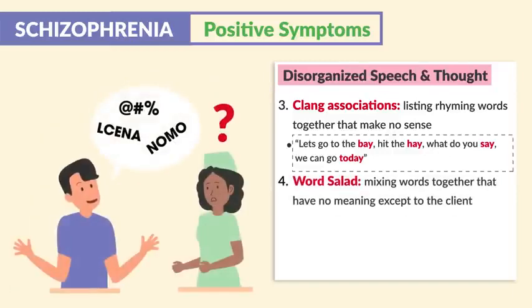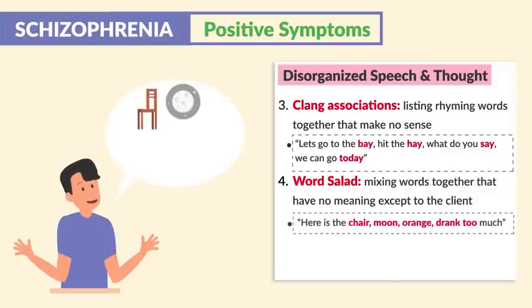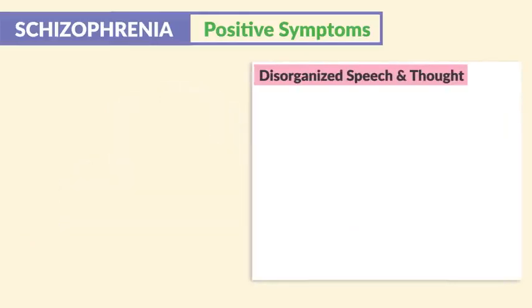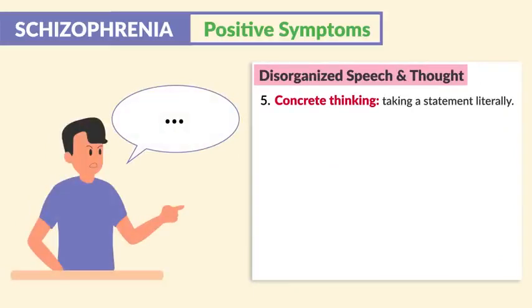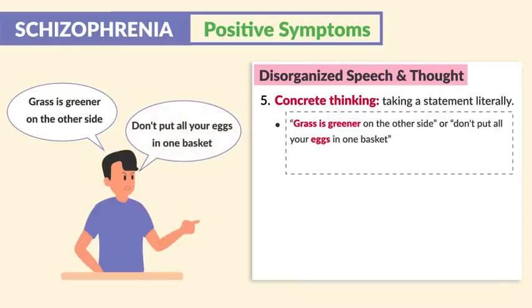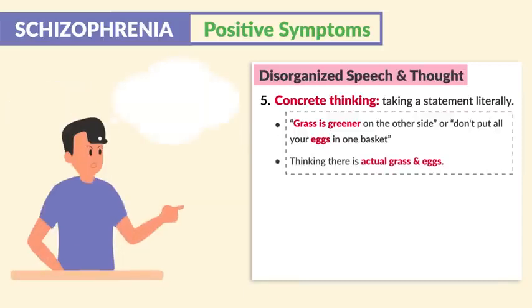And number 4 is the word salad, mixing words together that have no meaning except to the client. "Here is the chair, moon orange, drank too much." You see, all the words are mixed together, kind of like a salad. So hence the name word salad. Now, number 5 is concrete thinking, taking a statement literally. So for example, the grass is greener on the other side. Or you might have even heard the saying, don't put all your eggs in one basket. Well, the clients think that there's actual grass or that there's actual eggs.